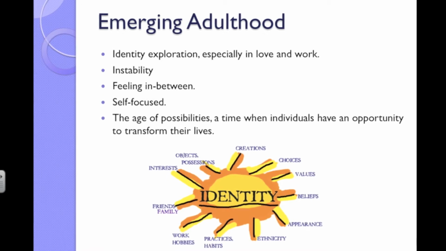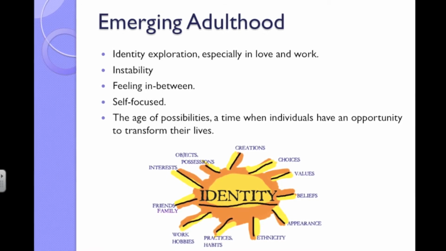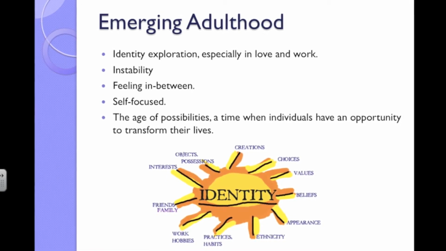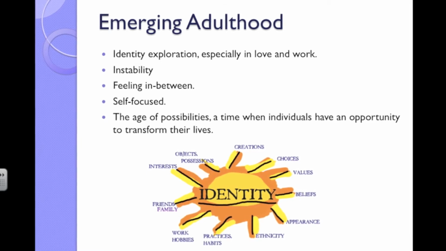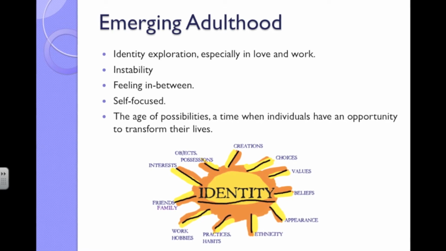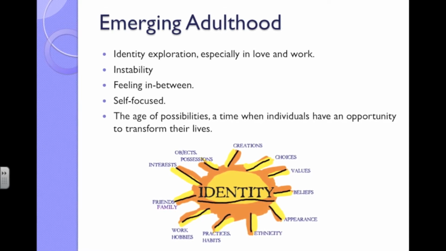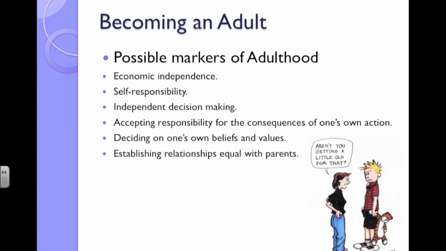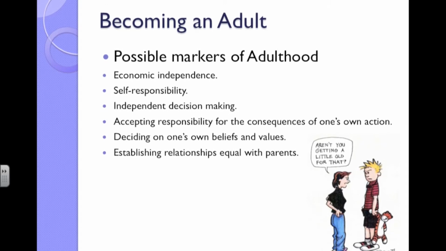Let's talk about emerging adulthood. Arnett concludes that there are 5 key features that characterize emerging adulthood: identity exploration, instability, self-focus, feeling in between, and possibilities. Examine the possible markers of becoming an adult. Do you agree?